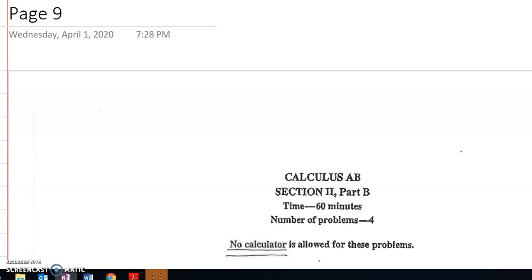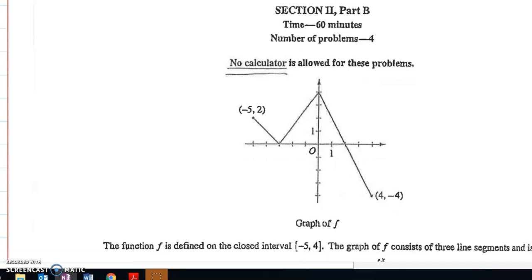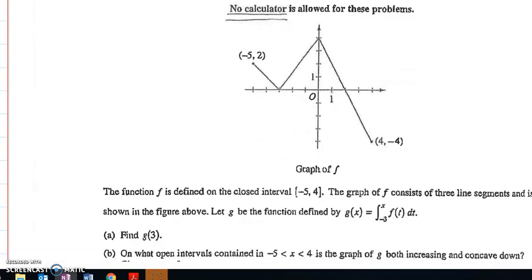Hi Calc AB, this is page 9. So this is no calculator.